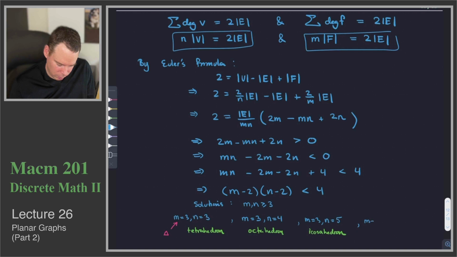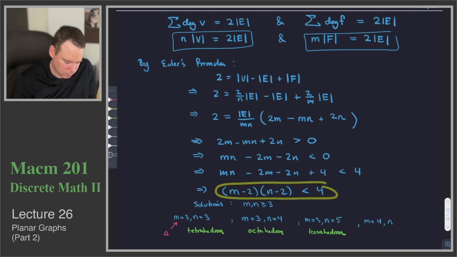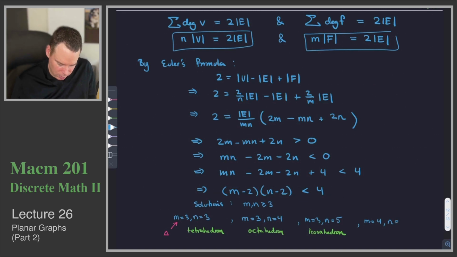So then we can go up to squares now. m equals 4. And if m is 4, then looking at this expression here, this value is going to be 2. So this can't be any bigger than 1. So that means n has to be 3. So we get n is equal to 3. So that is squares, 3 of them coming together at every point. That's our hexahedron, also known as a cube.